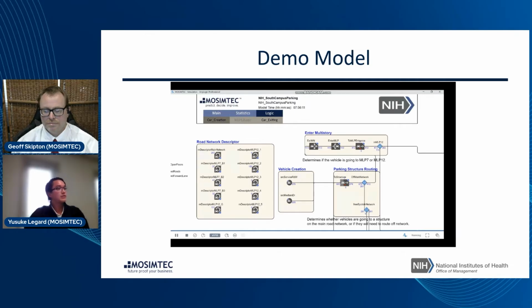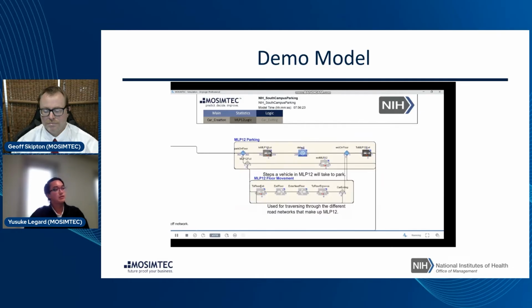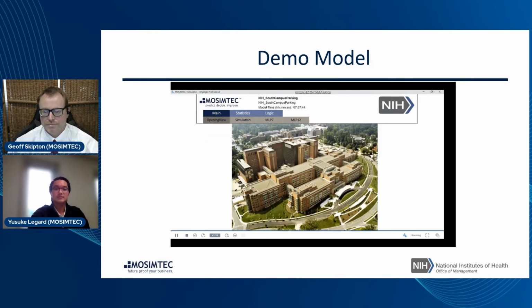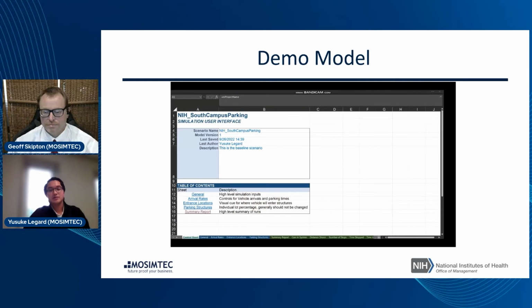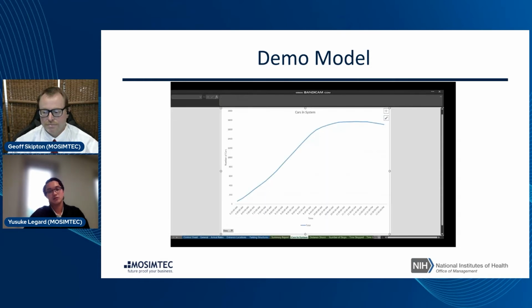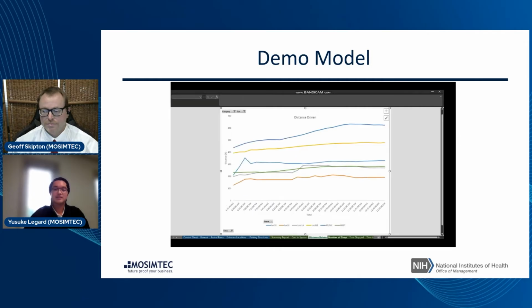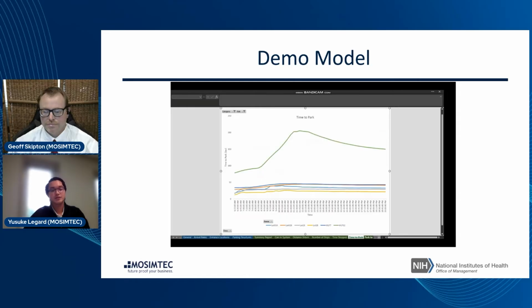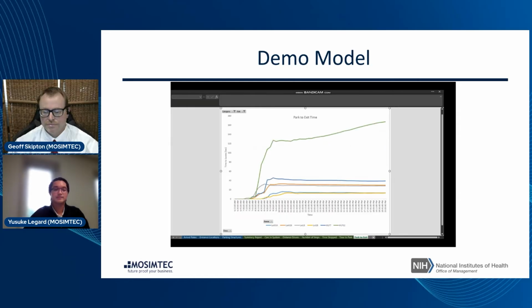We have a road descriptor for each network, creation, routing, MLP12 movement and parking, and finally MLP7 parking and the other lots, as well as the vehicles exiting the system. After the run is complete, the outputs are exported back to our custom Excel workbook. And these outputs are the green tabs that you see. Each tab has customized reports and graphs. There are also filters available in these reports too.